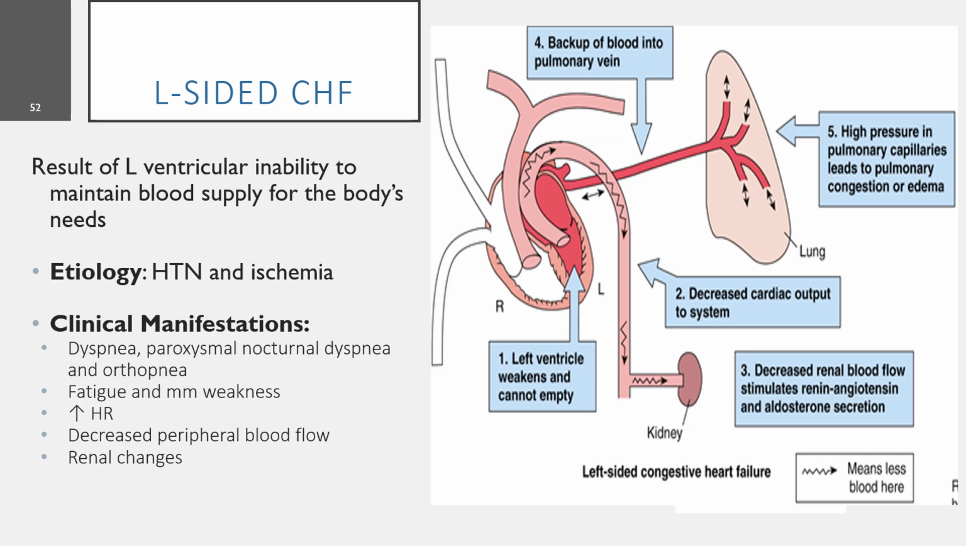Some of the clinical manifestations include dyspnea, which is shortness of breath, especially with exertion or lying down. Paroxysmal nocturnal dyspnea, which is a sudden onset of shortness of breath during sleep, often leading to the need to sit or stand up to breathe comfortably. Orthopnea, difficulty breathing when lying flat, which is relieved by sitting up or standing due to redistribution of fluid from the lower extremities to the lungs in supine position. Fatigue and muscle weakness, increased heart rate or tachycardia, decreased peripheral blood flow, and renal changes.